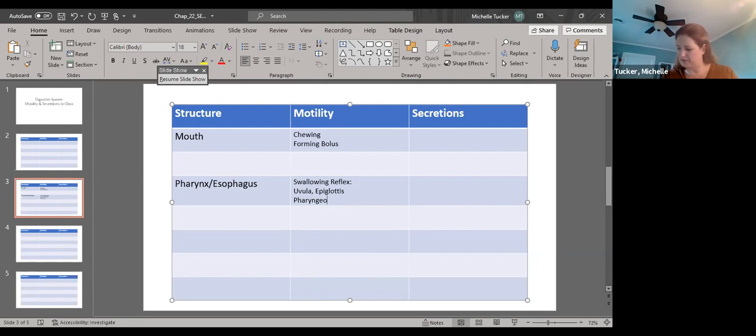Pharyngoesophageal, which is the lower sphincter.